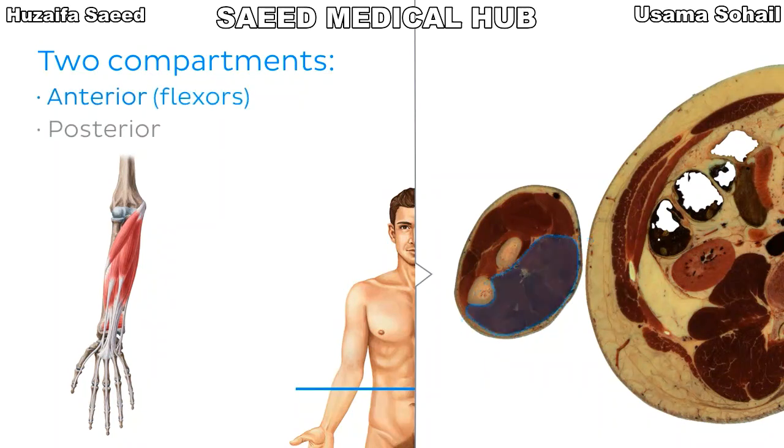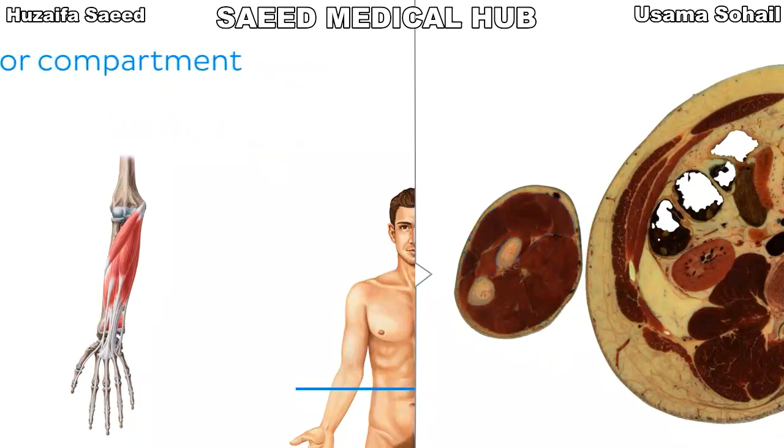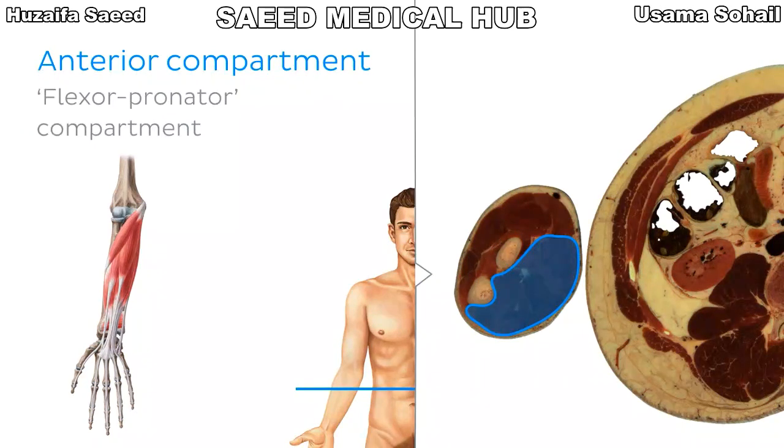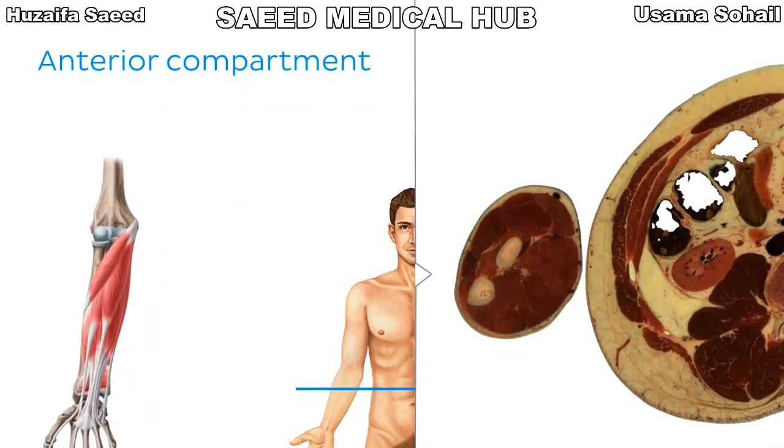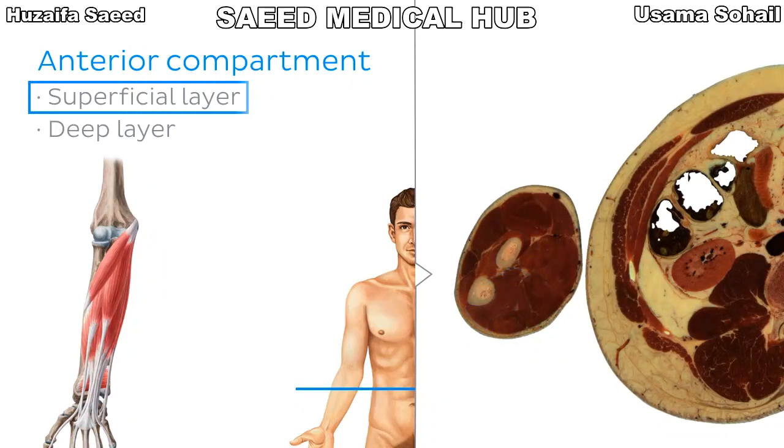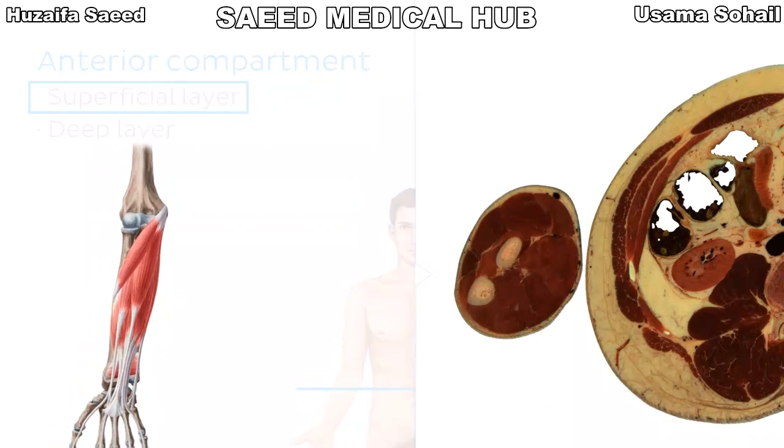And generally speaking, the flexor muscles lie anteriorly, while the extensor muscles lie posteriorly, with some exceptions that we'll see shortly. Let's first take a look at the anterior compartment, also known as the flexor pronator compartment. The muscles of the anterior compartment are arranged into two layers, which are the superficial and deep layers. And we're going to begin by focusing first on the superficial layer of muscles, which all originate generally from the medial epicondyle of the humerus via a common flexor tendon.